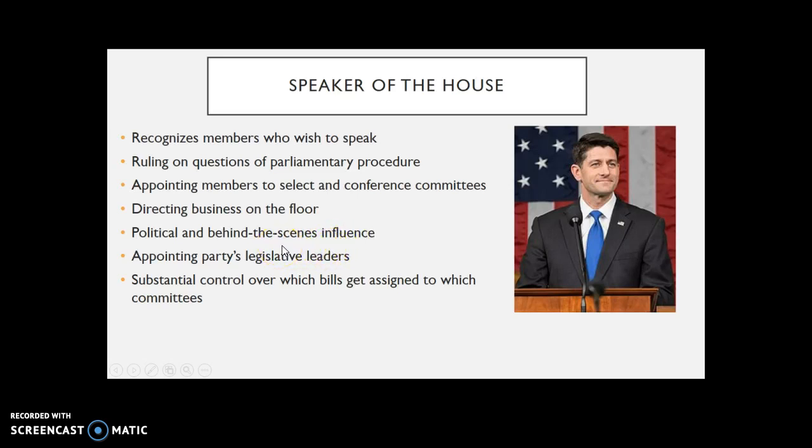Also, a lot of political behind-the-scenes influence. In many ways, you are the leader of Congress, you are the leader of your party in Congress, so that's important. You also are going to be appointing party legislative leaders, especially in certain bills and certain interests that each party might have. And then, as I said earlier, substantial, this cannot be emphasized enough, control over which bills get assigned through which committees, and ultimately, will they eventually make it out of committee for a vote? That is a lot of power, again, when you think about all the bills that go through Congress.